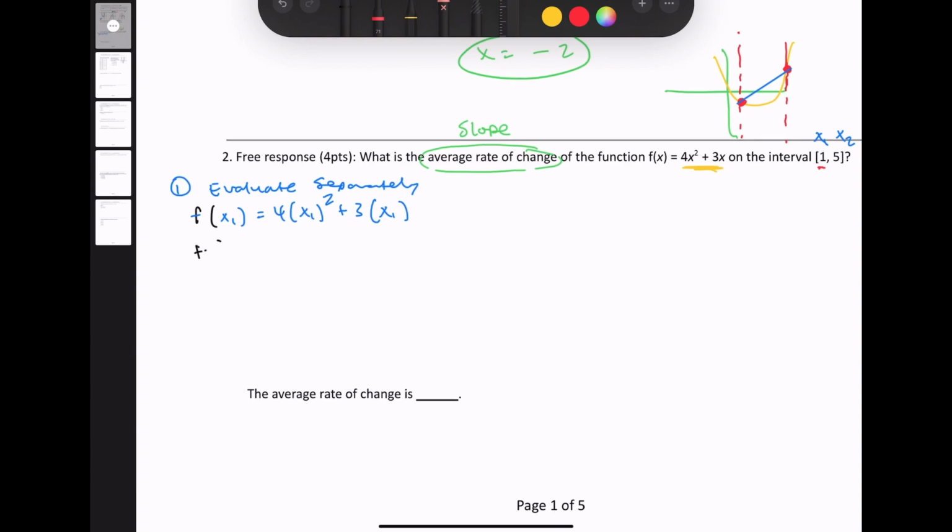So my x1 value is 1. And then we're just going to simplify here. 1 squared is 1. 1 times 4 is 4. I'm using PEMDAS here. And you'll get 1 comma 7.